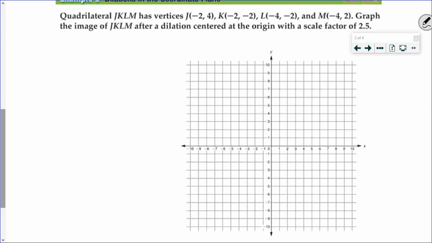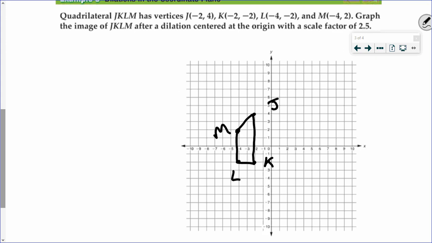All right, so you guys can plot JKLM if you'd like. In fact, I will do that. J is (-2, 4). K is (-2, -2). L is (-4, -2), and M is (-4, 2). All right, so this is the quadrilateral we are looking at. It appears to be a trapezoid.